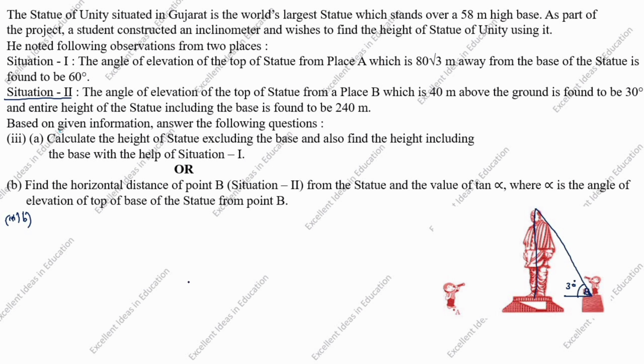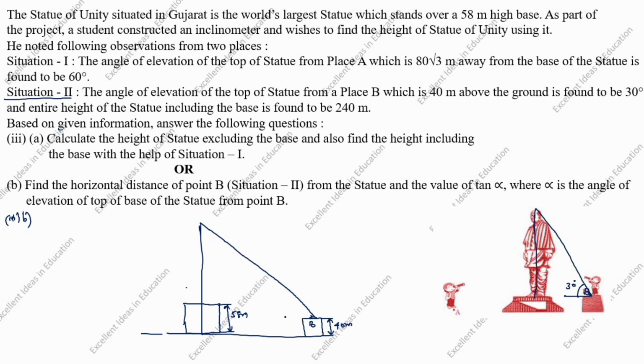I will draw the drawing here. The biggest statue is given as 58 meter. This is the ground line. Here is given as 40 meter. This is statue B. This is the center line. We will join the line from here to here, B. This is given as 30 degrees. This height is given as 240 meter. This is R. Here is B. This one we will take as T.